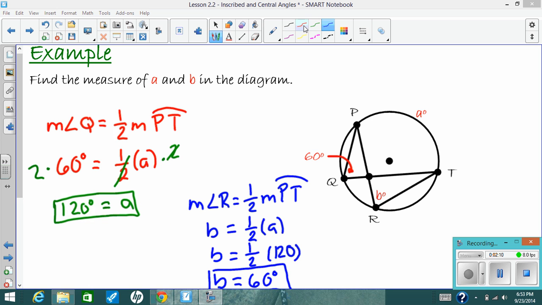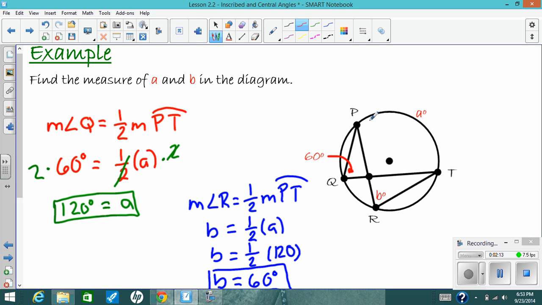So let's look at this. A is the intercepted arc of angle PQT, this angle, and we can call that angle Q for short, and you should know that from the angle naming video. So we can use the relationship that the measure of the angle is equal to half the measure of the arc, and that's arc PT. Plug in what we know. We know that the angle Q measures 60 degrees. We know that the arc measures A degrees. And then to solve this equation, we multiply both sides by 2, and we get that A is 120.